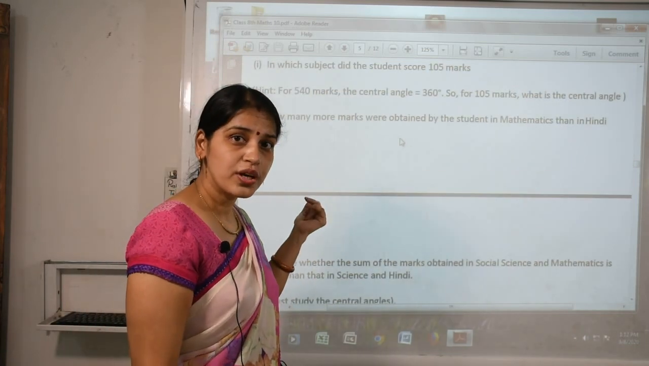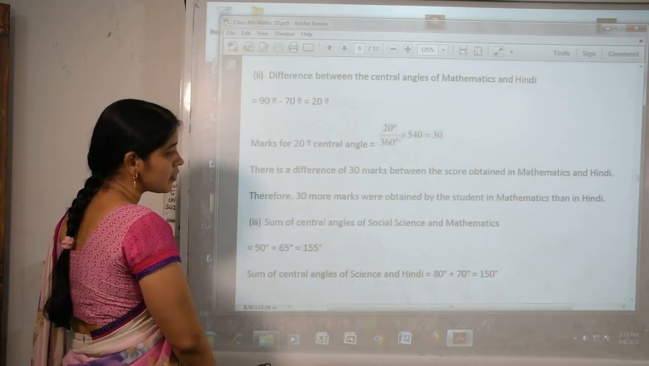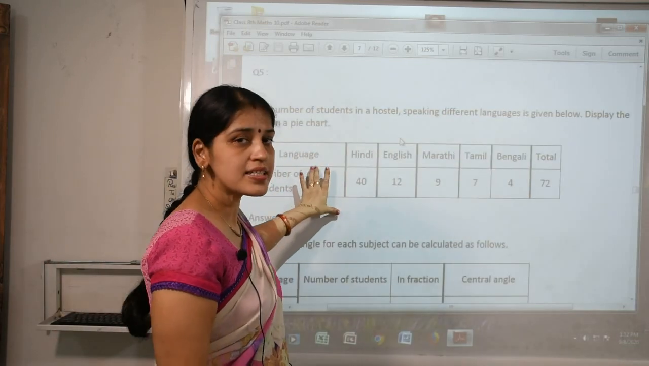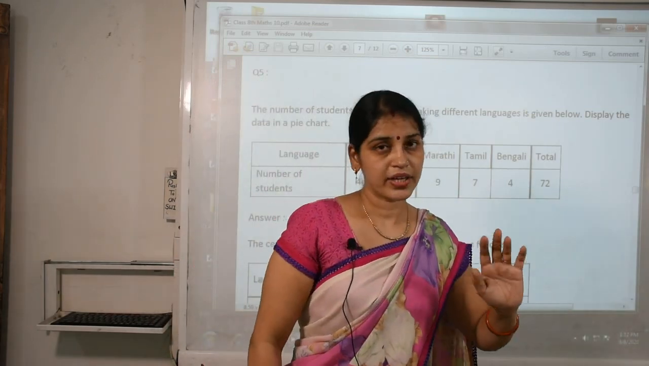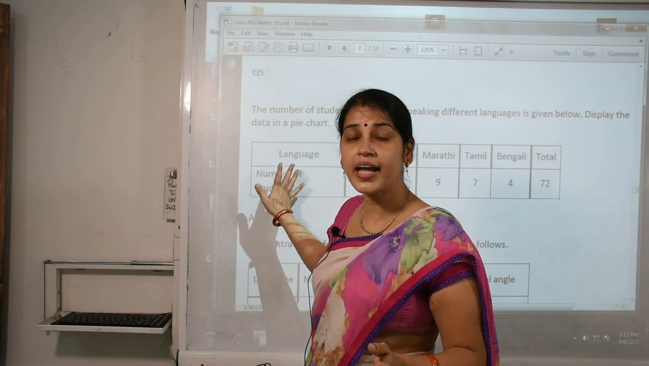So this is your homework you have to do. Okay, and in fifth question you have to draw the pie chart of this question. Here language and number of students are given. Question 2 I explained to you. In that same method you have to apply.